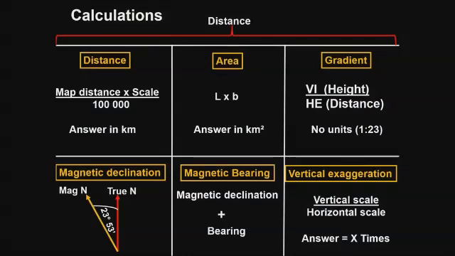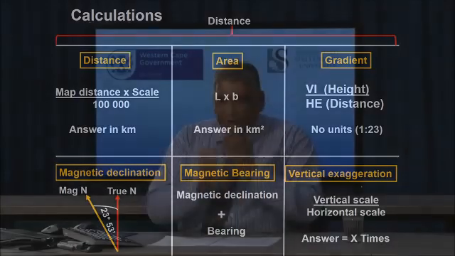Distance, there are 6 of them. Area, gradient, magnetic declination, magnetic bearing, and vertical exaggeration. Matrix, see that you are in a position, firstly, that you know the formula of each of these calculations. That is where everything begins. Okay? Sometimes they supply the formula in the exams. It's not necessary to do so. Okay? Then you've got to know it. See that you're in a position that you know your formulas. And then from there, you can actually go on and do your calculation.